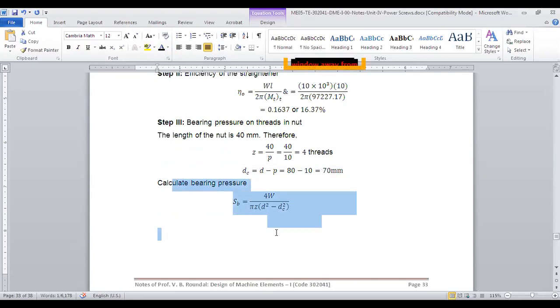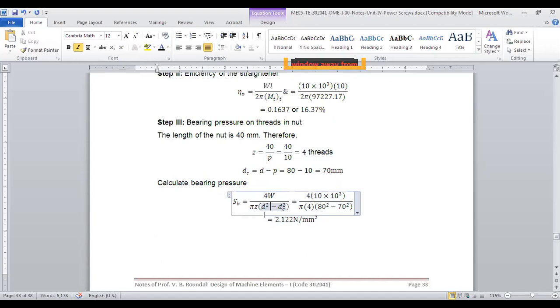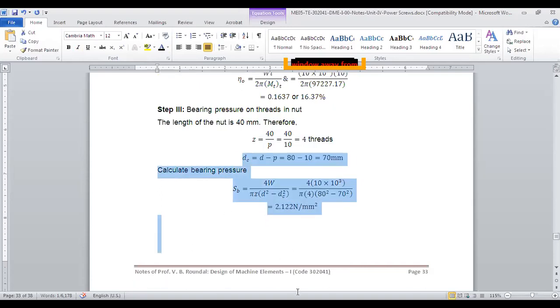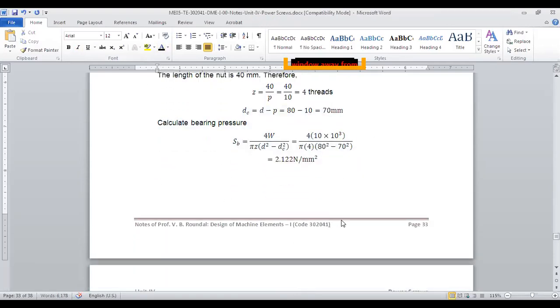So now we have the inside diameter and outside diameter, the core diameter and nominal diameter, and so we use this formula, right? W upon pi by 4 into (D square minus DC square) into Z. That is what we talked about, right? So it will be 4W upon pi Z (D square minus DC square). If we put the values, W as 10 into 10 raised to 3, D as 80 and DC as 70, we will get the bearing pressure as 2.12 Newton per mm square. So this is the bearing pressure on the threads. This is how we will basically solve this problem. Okay.